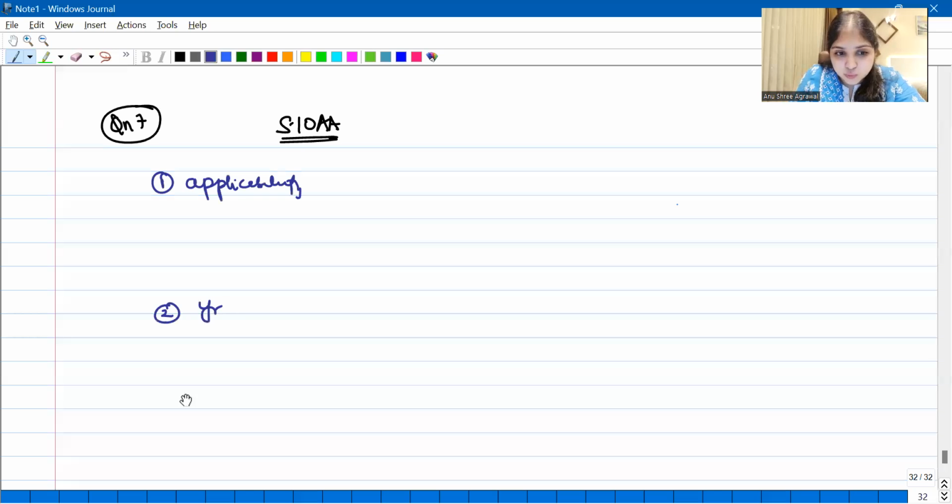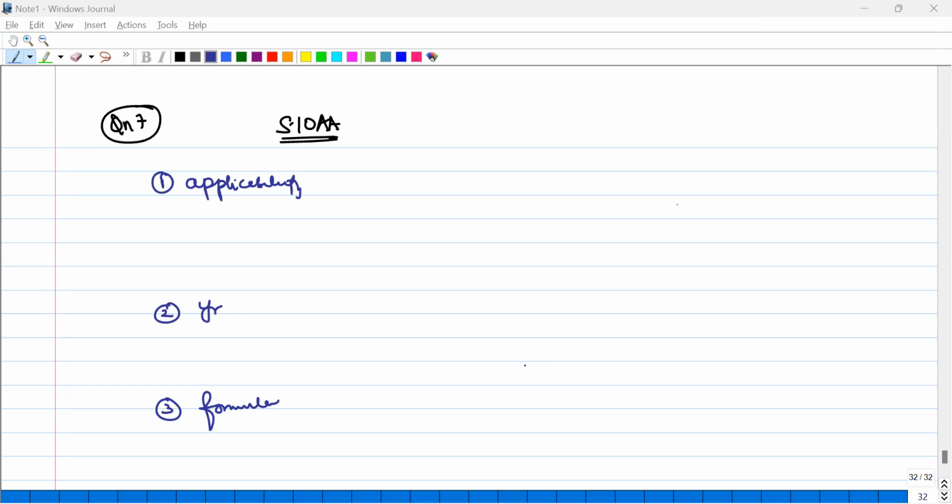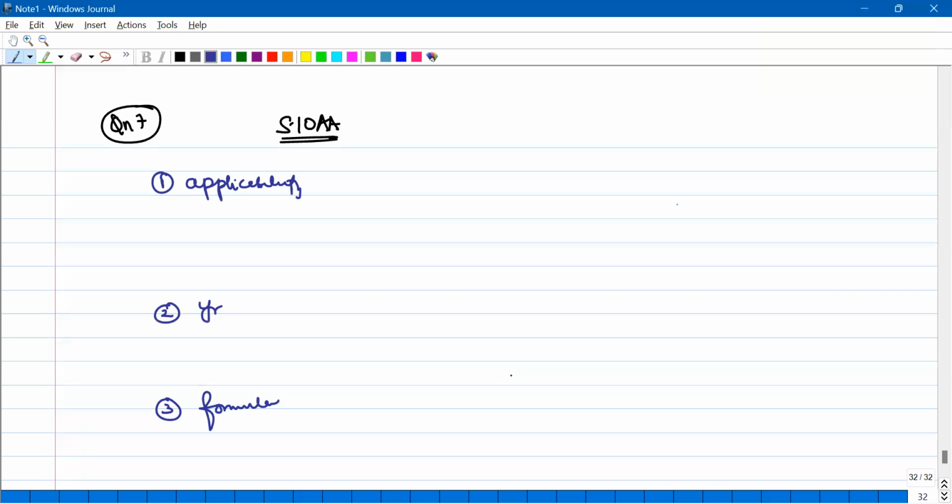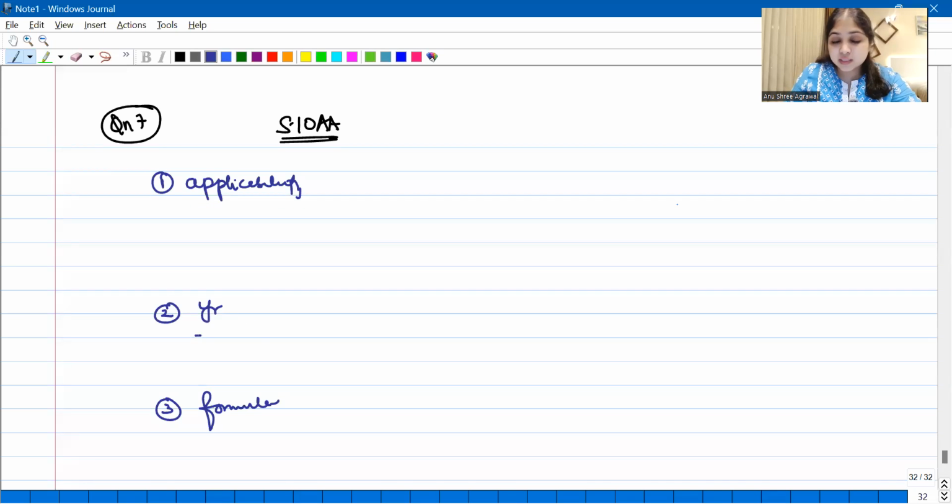And the third step is going to be the formula. Okay, always follow this 3-step approach. Whenever it comes to a section 10AA question, you will for sure not make a mistake. This 3-step approach. What are the 3 steps? First step is applicability, second step is year, and third step is formula.